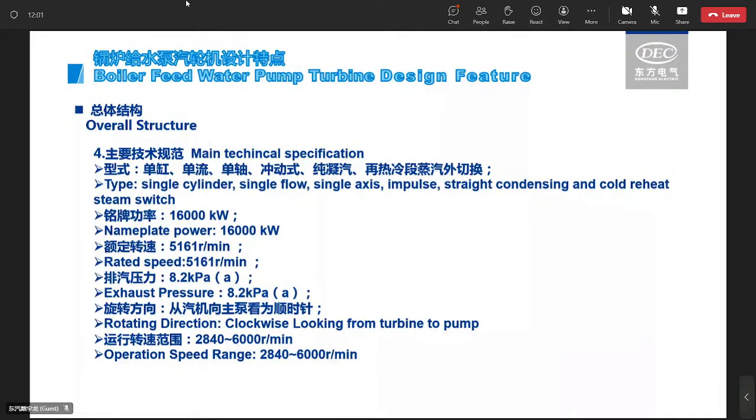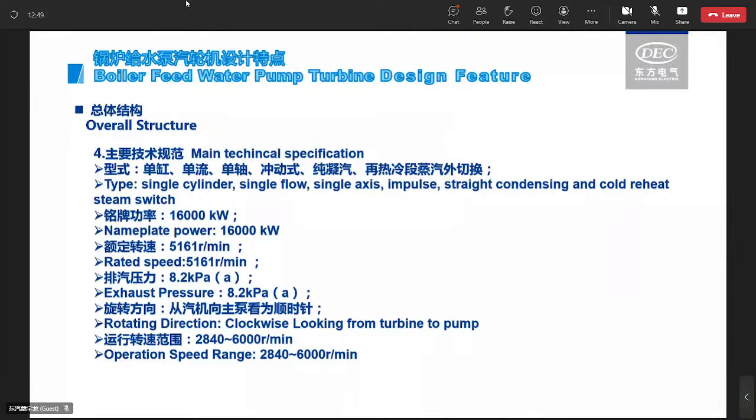The nameplate output power of this small turbine is 16,000 kilowatts, and the rated speed is 5,161 RPM. The normal exhaust pressure is 8.2 kilopascal.